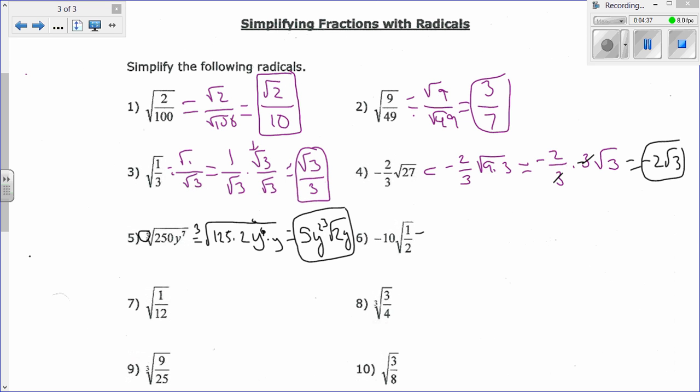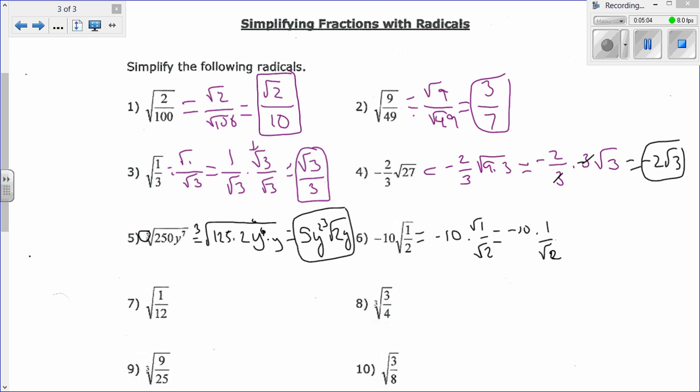For number 6, I'm back to dealing with fractions. I have a negative 10 out in front, which I keep. And then I'm going to multiply it by the square root of 1 over the square root of 2, because I need to break down my numerator and my denominator. So I have negative 10 times square root of 1 is 1 over radical 2.